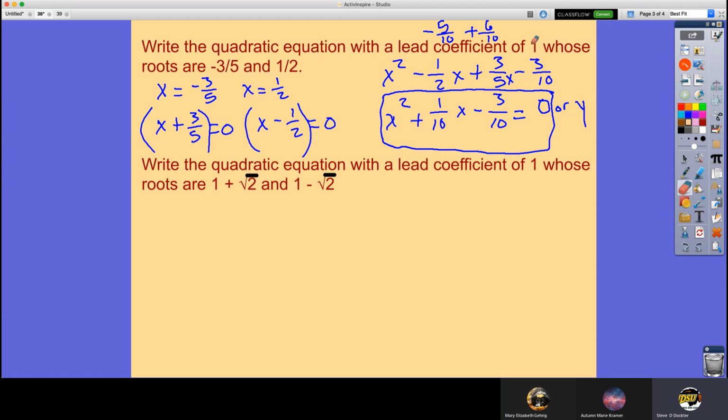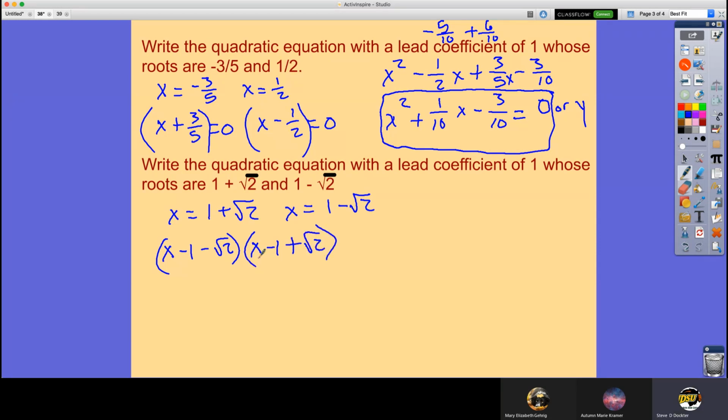All right, now down below, we've got a little bit more complicated roots, okay? But you do the exact same thing. So x equals 1 plus square root of 2, and x equals 1 minus the square root of 2. From there, you get them set equal to 0, so we've got to move these to the other side. So we've got x minus 1 minus square root of 2, and for our second one, we'd have x minus 1 plus the square root of 2. From there, what do you think we got to do with those? We got to multiply them.